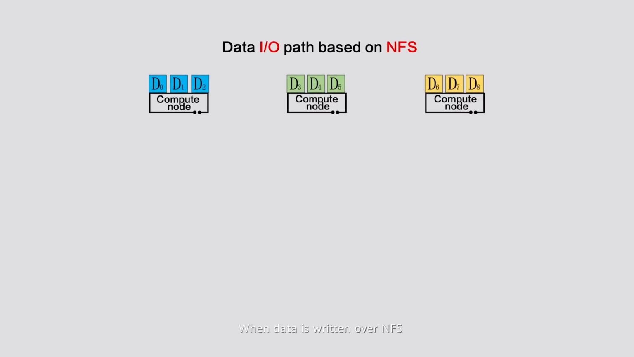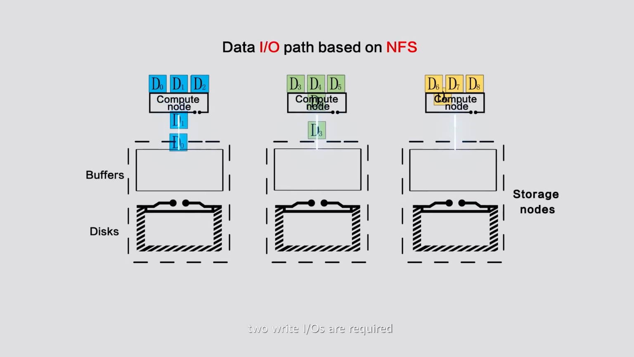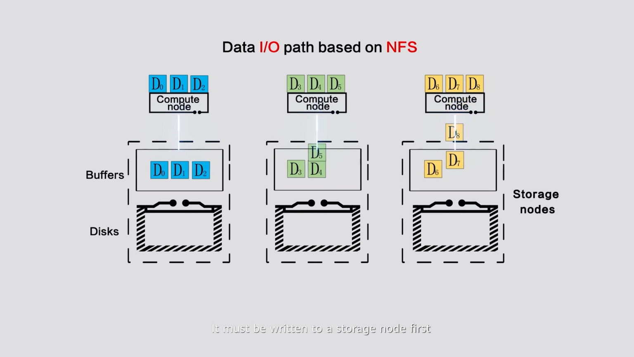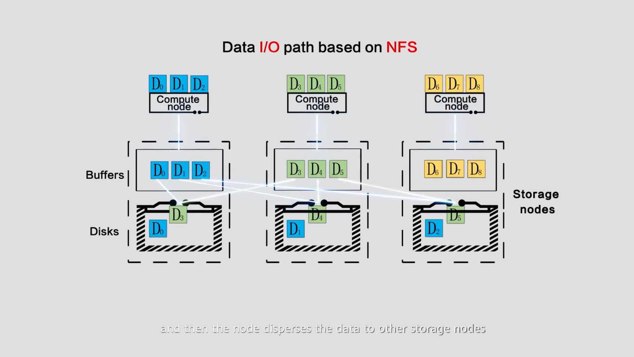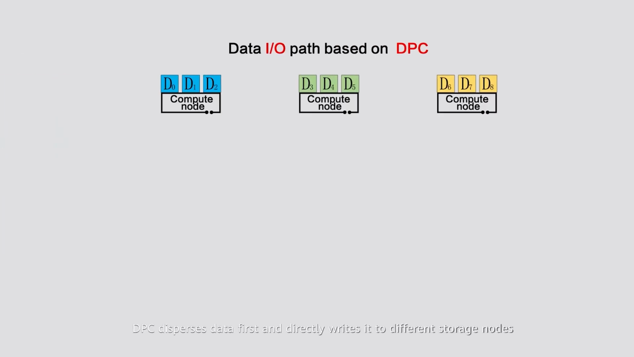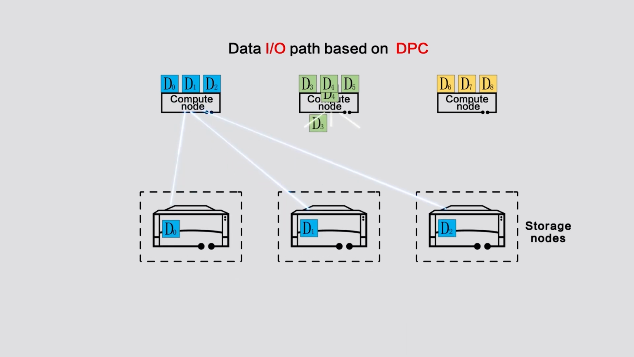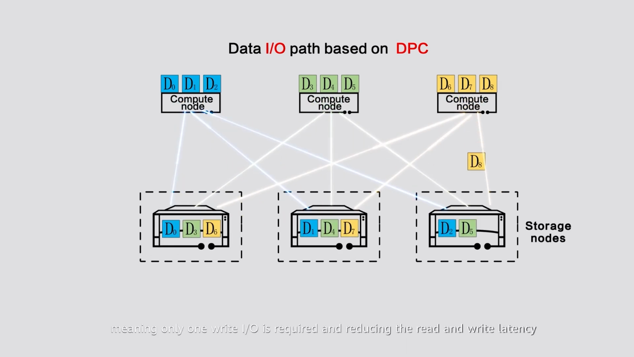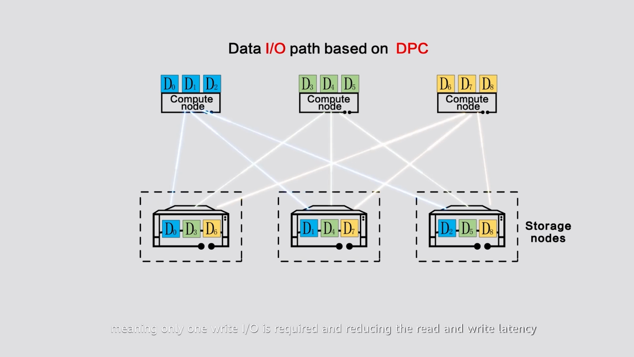When data is written over NFS, 2 write I/Os are required. It must be written to a storage node first, and then the node disperses the data to other storage nodes. DPC disperses data first and directly writes it to different storage nodes, meaning only one write I/O is required, reducing the read and write latency.